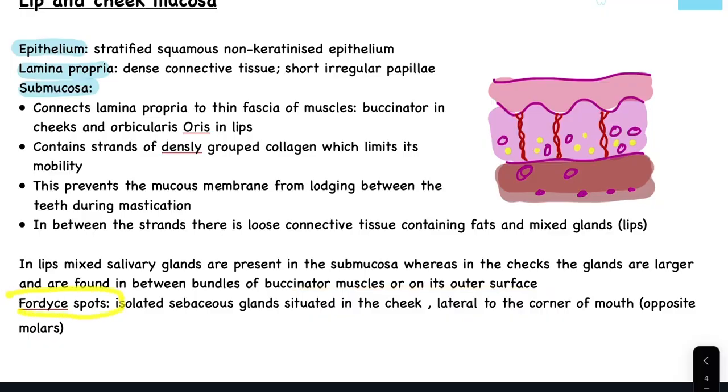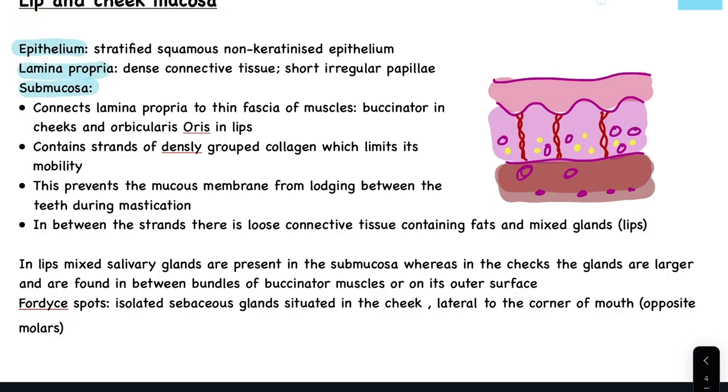Now then we have something called the Fordyce spots, and what are these? These are isolated sebaceous glands, situated in the cheek, lateral to the corner of the mouth, opposite the molars. So these are basically just sebaceous glands, and this is mentioned in the textbook, so it could be important, right? So these are the Fordyce spots. Okay. So this is it about lip and cheek mucosa and lining mucosa.